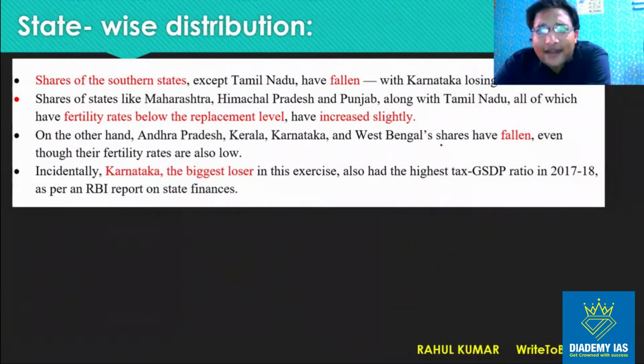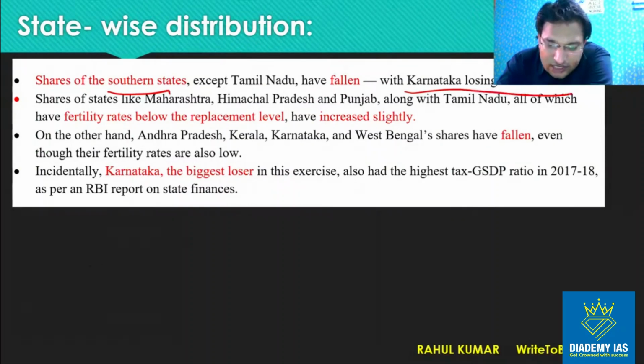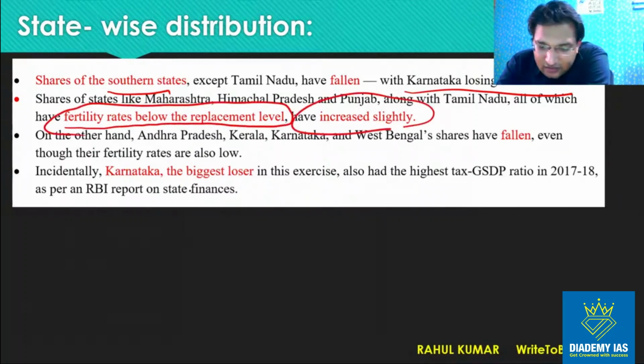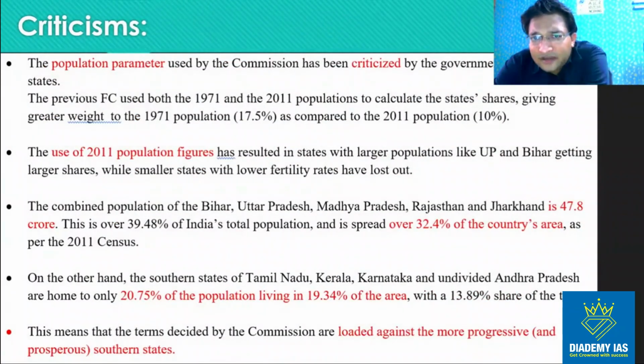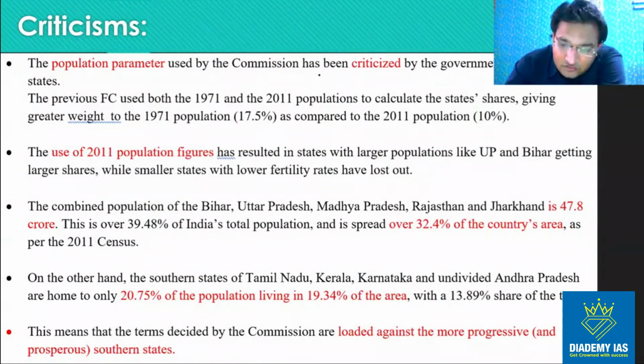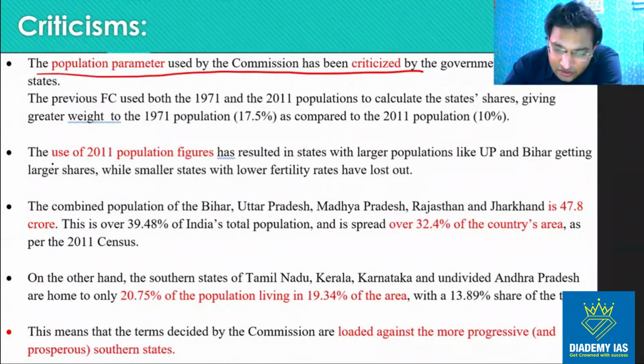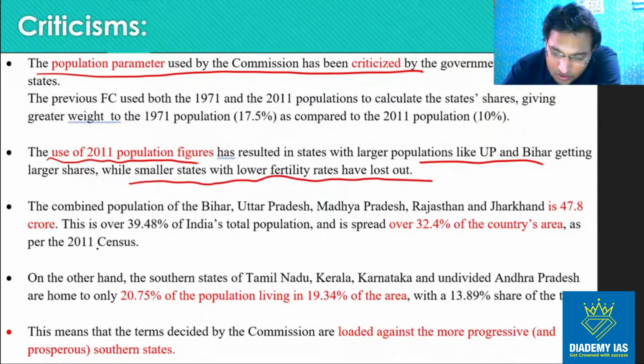Now there are some impacts on different states. Southern states, they will lose, especially Karnataka, and those states which are able to control the fertility rate below the replacement level, they will be getting benefited. Karnataka is the biggest loser. Criticism again, the population parameter which has been used is criticized. Use of 2011 population has resulted in increased funds for UP and Bihar, while the smaller states with low fertility rate have lost out, right?